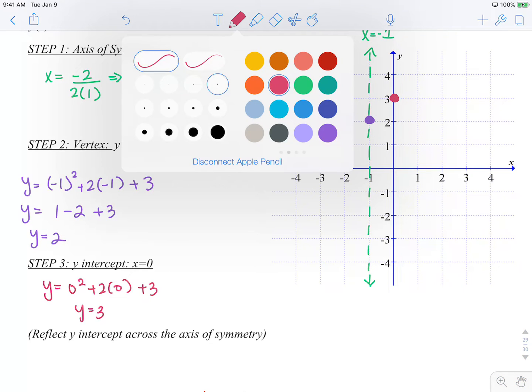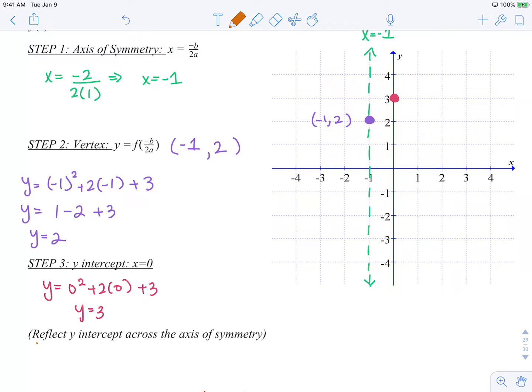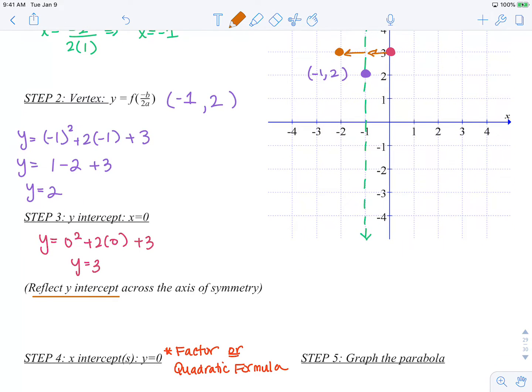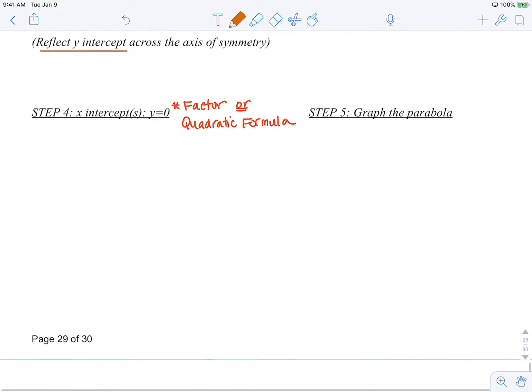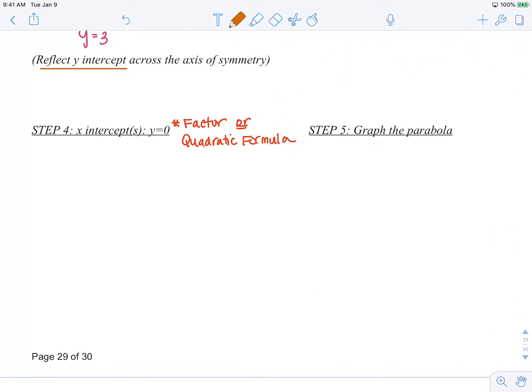So now I want to reflect the y-intercept across the axis of symmetry. Since this y-intercept is 1 away from that axis of symmetry, I'm going to go 1 across to create that symmetrical sister point. So now I need to try to find my x-intercepts.